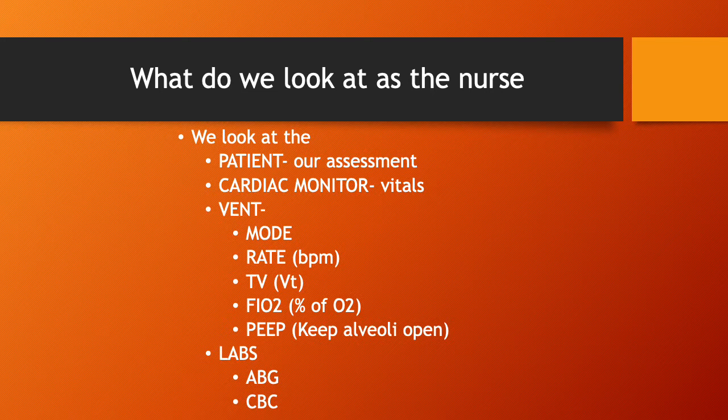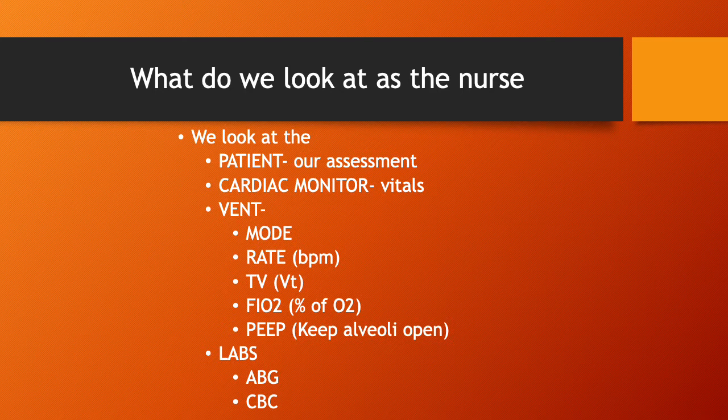So, if I go into a room, I have a patient who's ventilated, we need to look at the patient and of course their assessment. So what's their respiratory status like? Are they using accessory muscles? Are they working hard to breathe? How is that ventilator working out for them? Does it look like they're working really hard? What color are they? Are they pale at all? Do they have signs of poor perfusion, poor oxygenation?